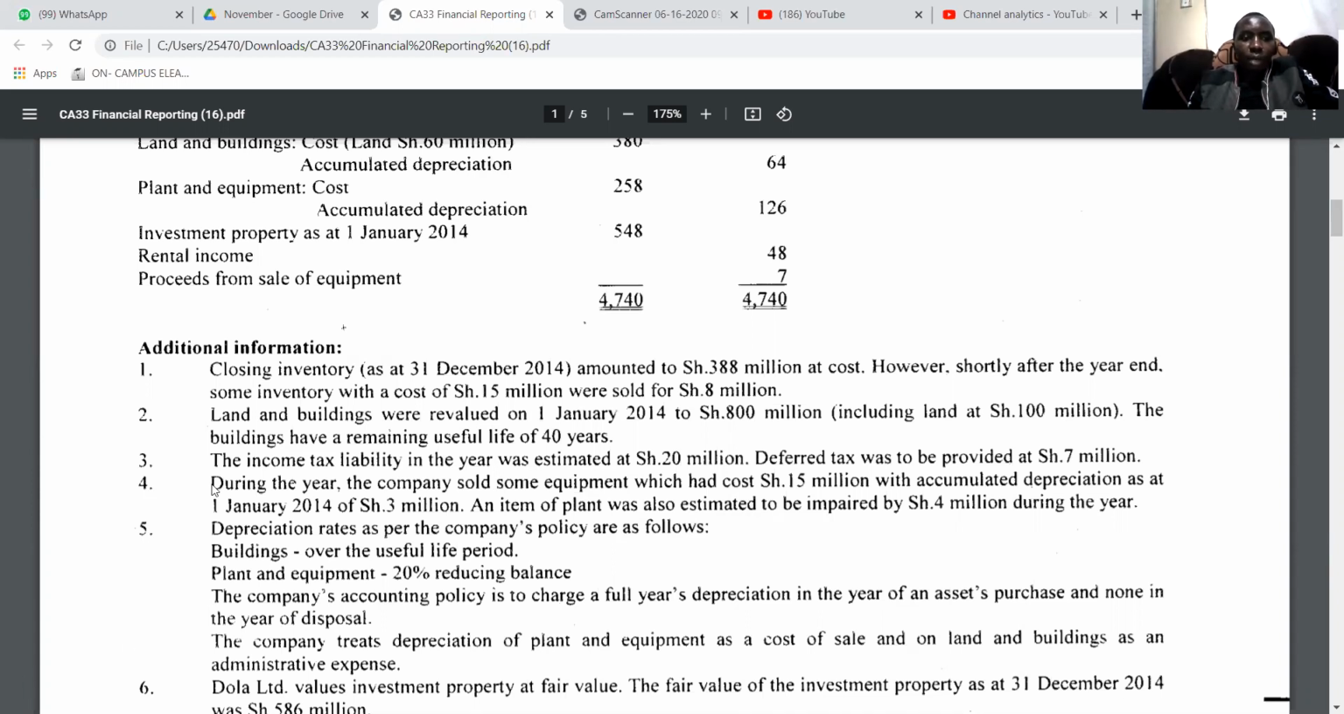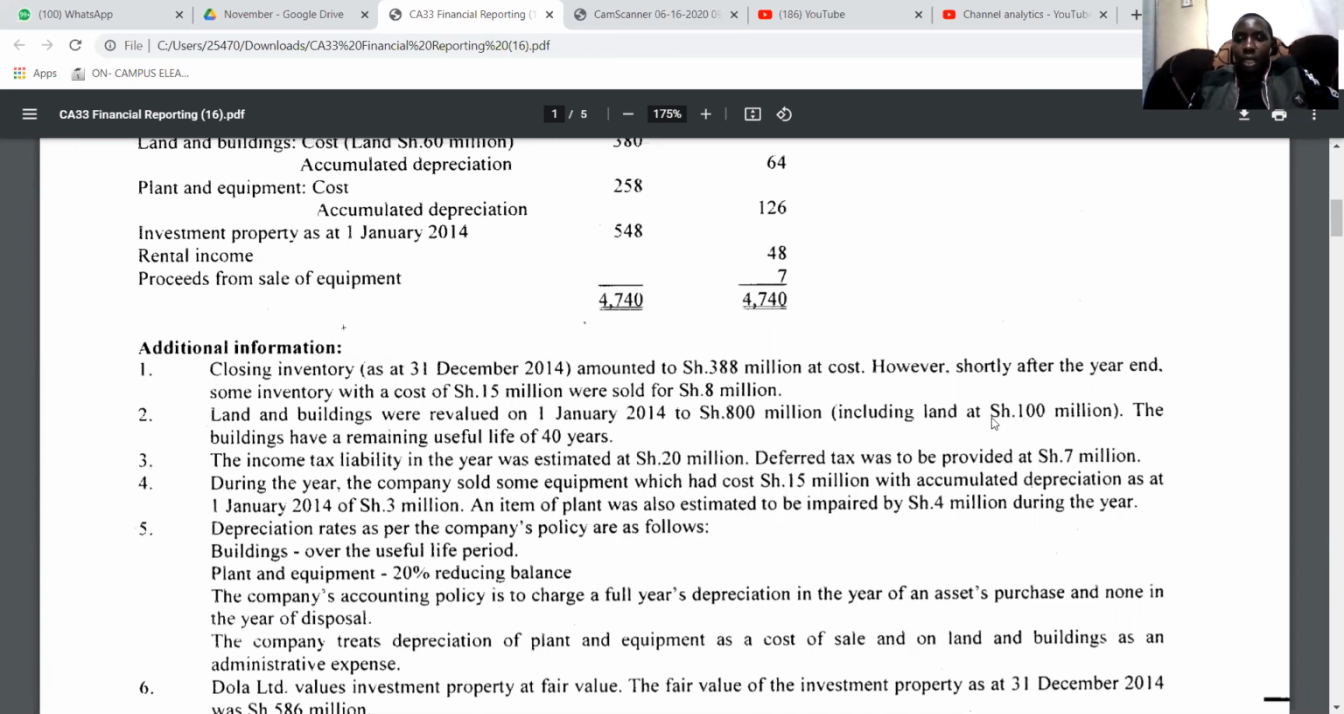Then additional information number 2: land and buildings were revalued on 1st January 2014 to 800 million, including land of 100, not 800. 800 was the total.